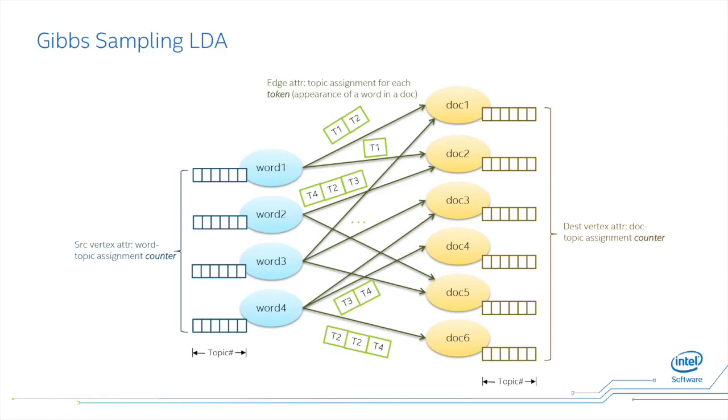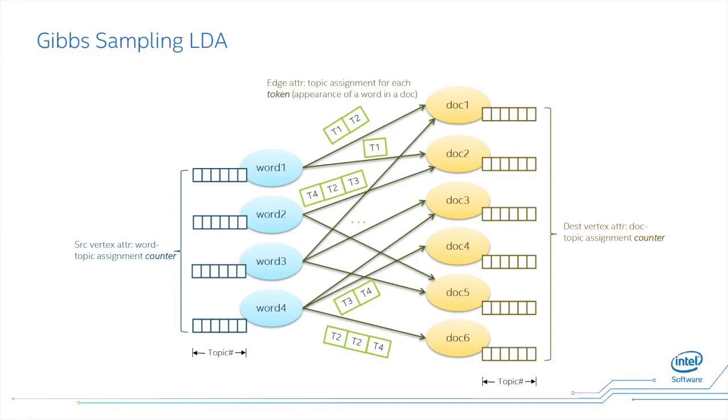For the attribute of that edge, it contains the topic assignment for each token, which is one appearance of the word in the document. So, for instance, let's look at word 1. It appeared in document 1, and it appeared twice. The first time it appeared, we assigned a topic T1 to that appearance, and for the second appearance, we assigned a topic ID T2. So this is how all the edges are organized.